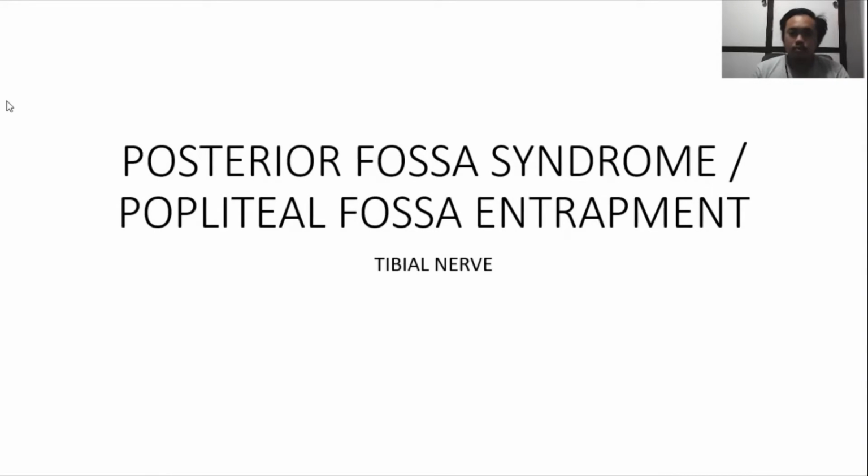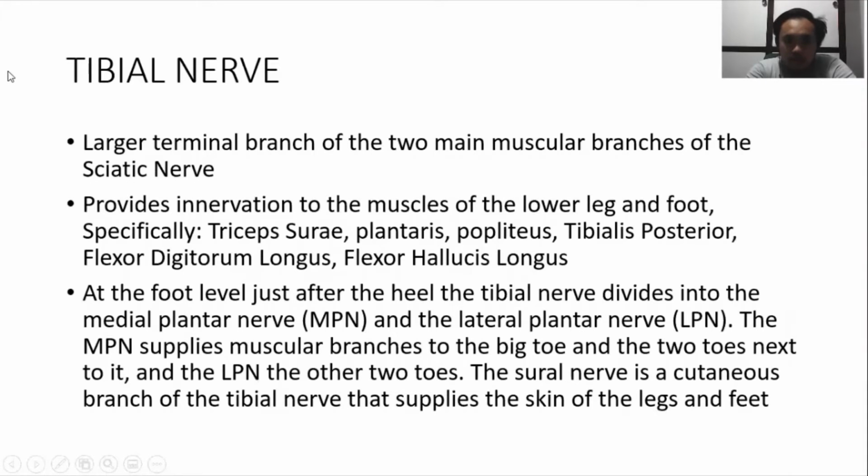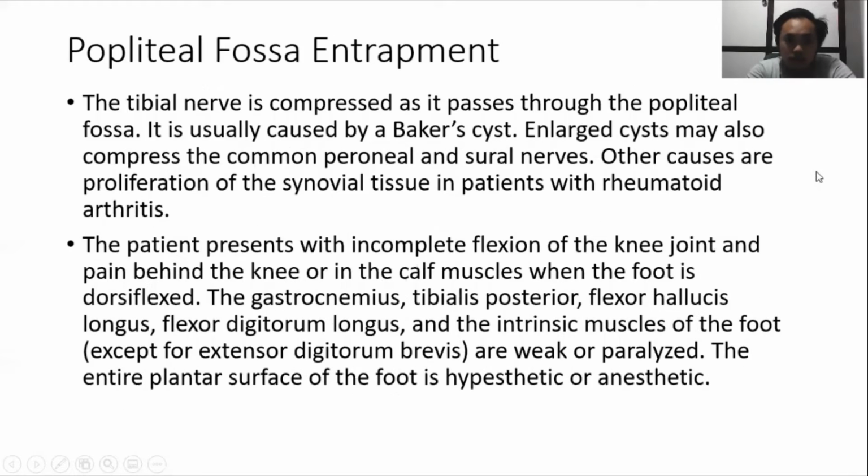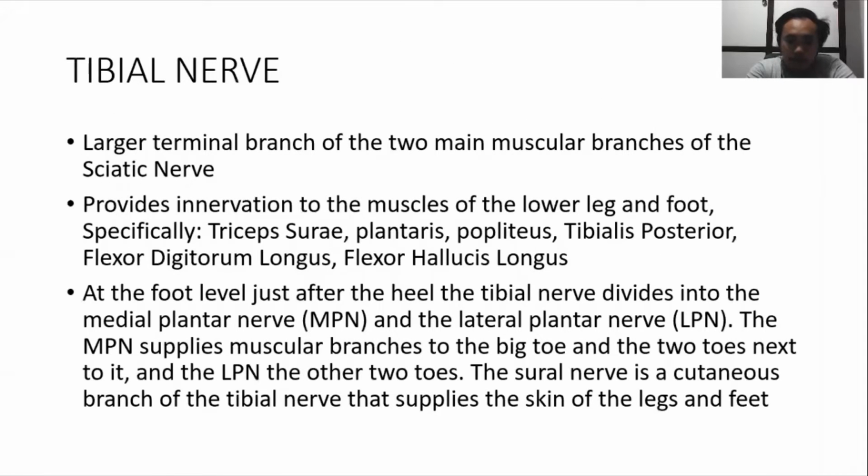Okay, so we move on to the next topic, the popliteal fossa syndrome, also known as popliteal fossa entrapment. This involves the tibial nerve. The tibial nerve is the larger terminal branch of the 2 main branches of the sciatic nerve. It provides innervation to the muscles of the lower leg, specifically triceps surae, plantaris, popliteus, tibialis posterior, flexor digitorum longus, and flexor hallucis longus.